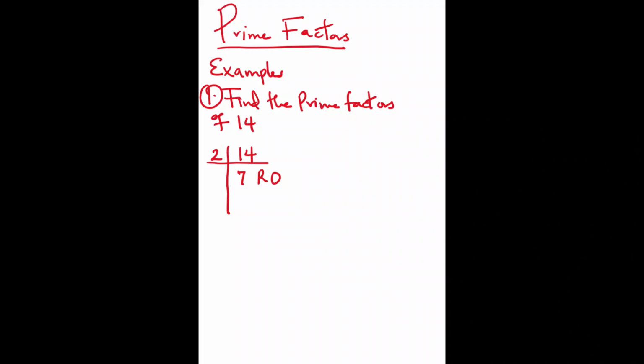The number 2 cannot divide 7. It's going to have a remainder. So 7 is a prime number, so the only number that can divide 7 will be 7. So 7 divided by 7 will be 1. Remainder 0. So for this one, we can say therefore the prime factors for 14 is 2 and 7.